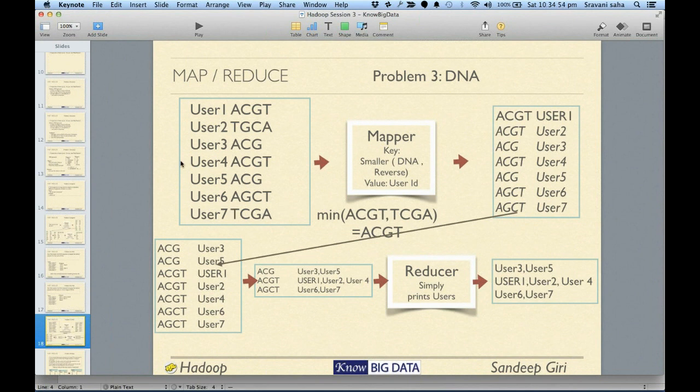So let's take a case. ACGT, the reverse of ACGT is TGCA. Which is the key? ACGT, because this is the minimum of the key and its reverse. So why ACGT?